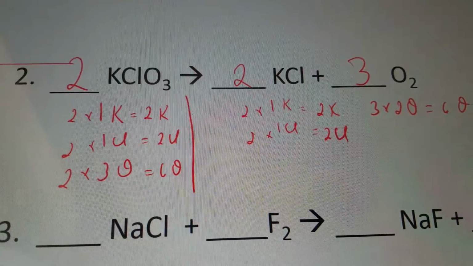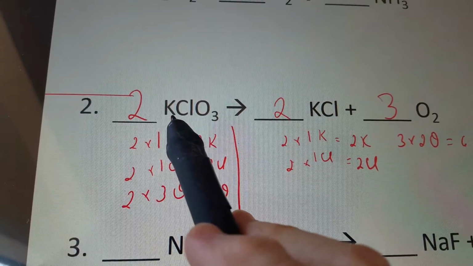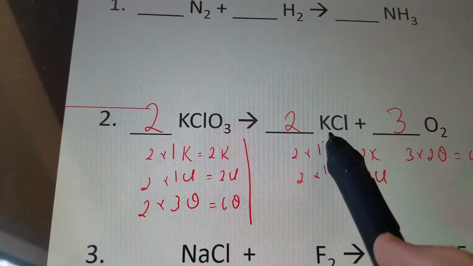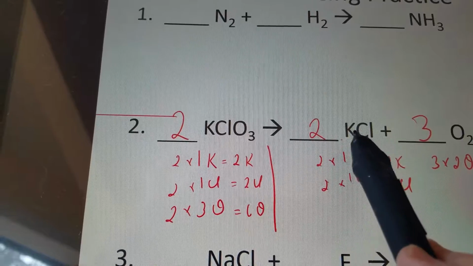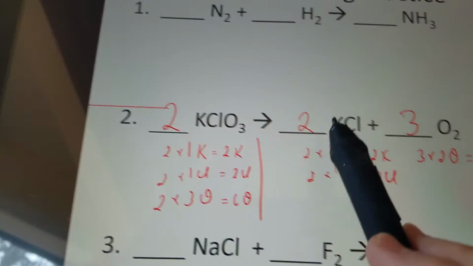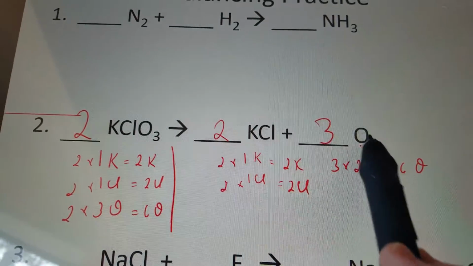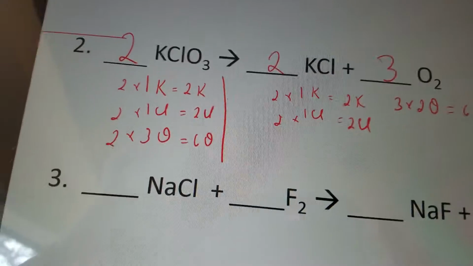You can always go back and check. So for example, I can say 2 times 1 gives me 2 potassiums. 2 times 1 gives me 2 potassiums. 2 times 1 gives me 2 chlorines. 2 times 1 gives me 2 chlorines. 2 times 3 gives me 6 oxygens. 3 times 2 gives me 6 oxygens. So that's one way you can go back and check and see if your work is correct.